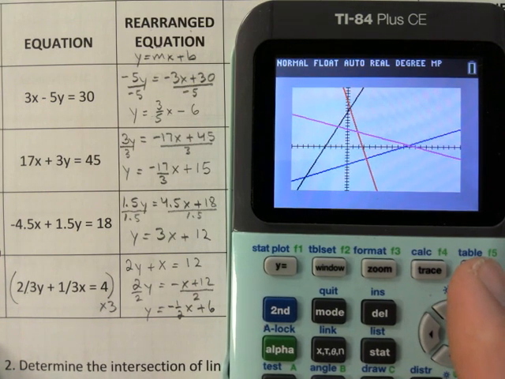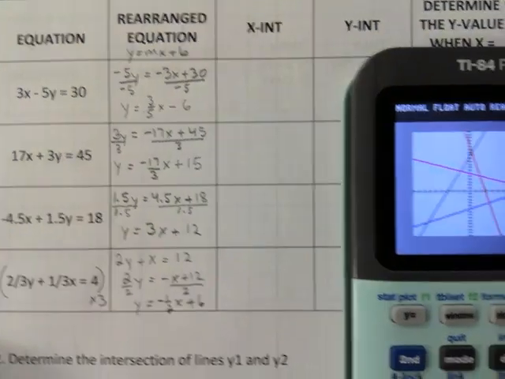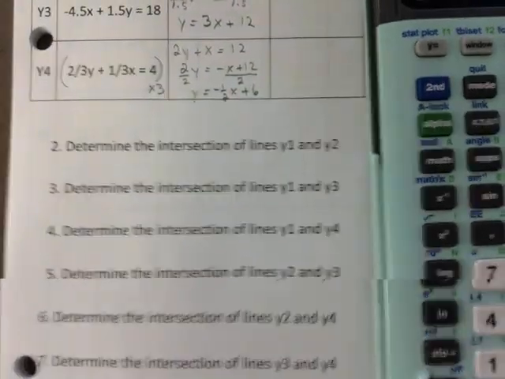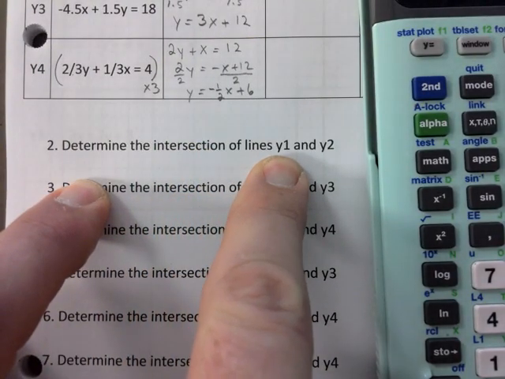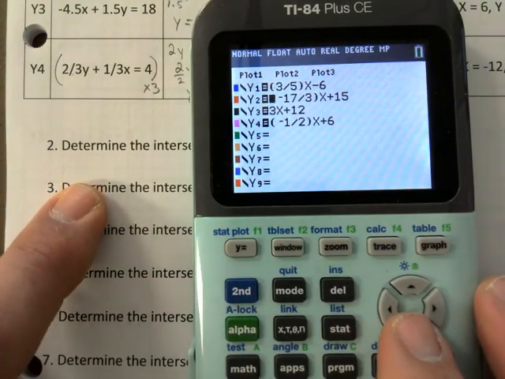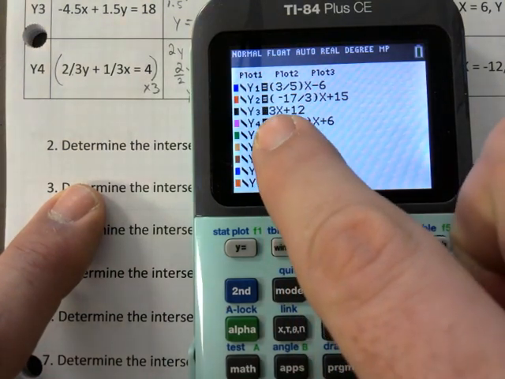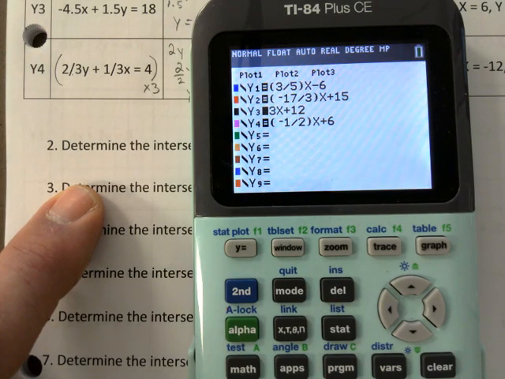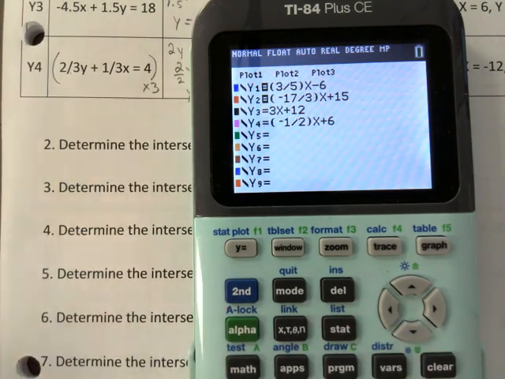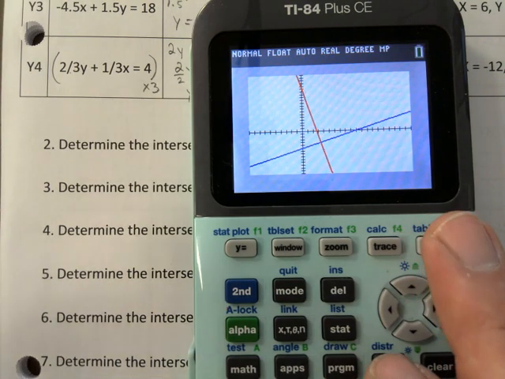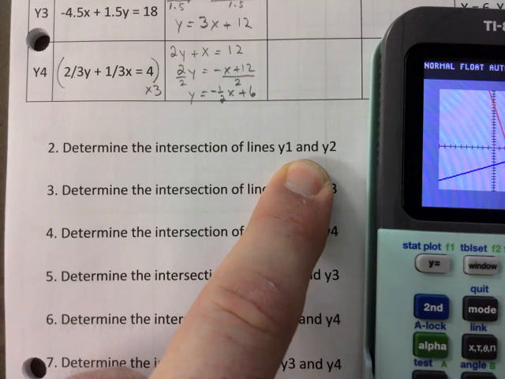Now, this is the trick of the day. You want the trick free? If you just want y1 and y2, so go on your paper here, determine the intersections of lines y1 and y2. I go on my calculator, I press y equals, I hover over the equal signs of y3 and y4, and I hit enter. You deselect them, and then you hit graph, and you only see the two lines you're interested in finding the intersection for right now.